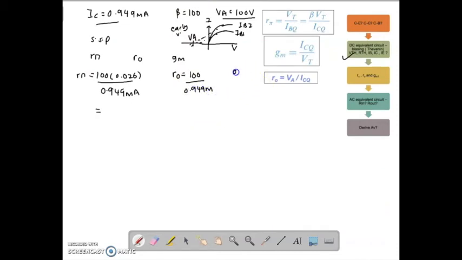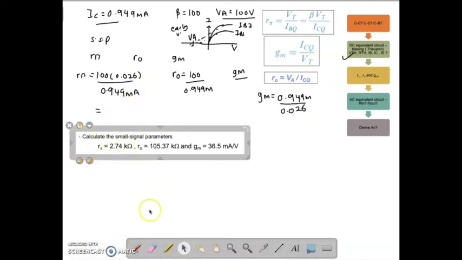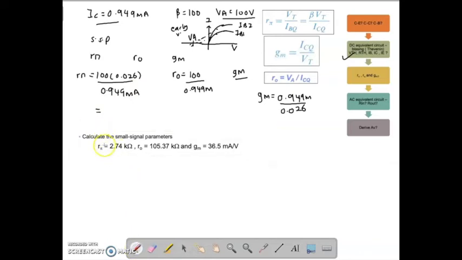And the last one is GM. How do you calculate your GM? Your GM is equal to ICQ, 0.949 milliampere, divided by your thermal voltage 0.026. Once you calculate this, you can get the value as shown here.